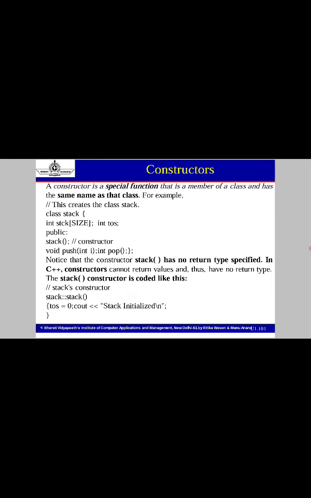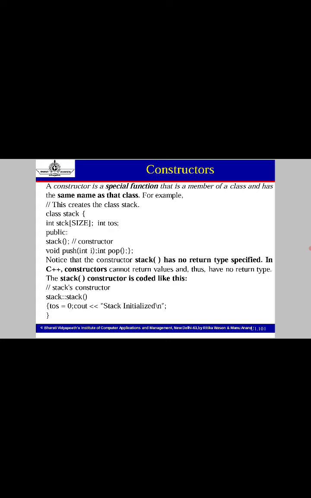So next is constructors and destructors. What are constructors and what are destructors? A constructor is a special function that is a member of a class and has the same name as that class. Constructors and destructors are special functions.